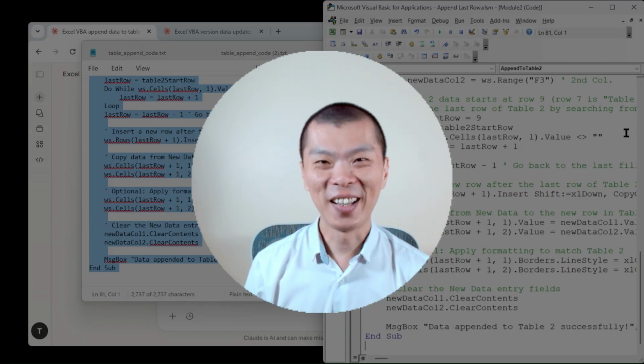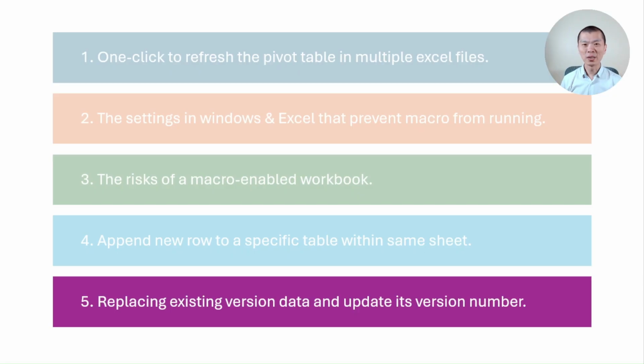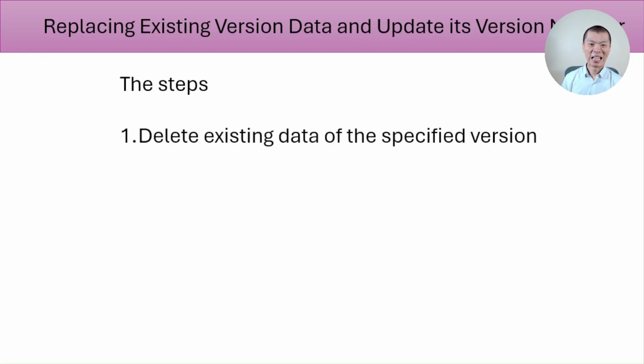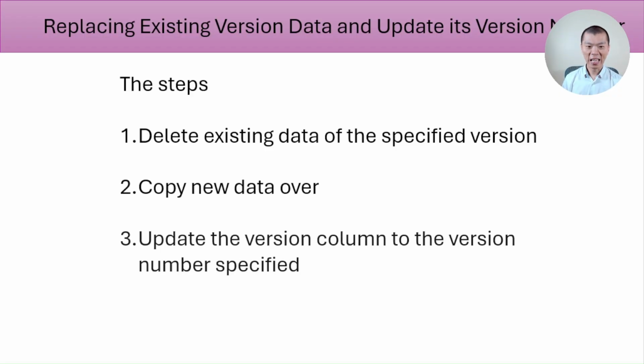Now we're going to the next, final question. The final question is a little bit interesting. So the situation is something like this. It has a version of data in the so-called master data and a new data. You need to find the version data, remove it, and copy or append to the so-called master data and change the version number. So the steps look something like this. Delete the existing version, copy the new data over, and then update the version column to the version number specified.